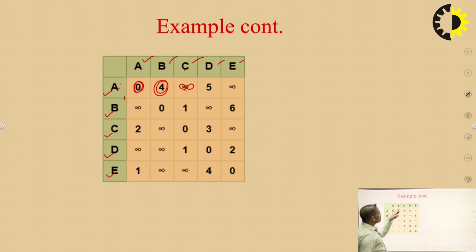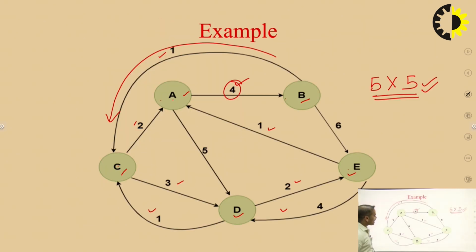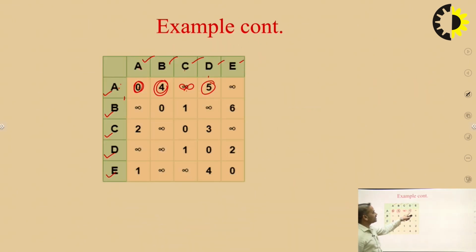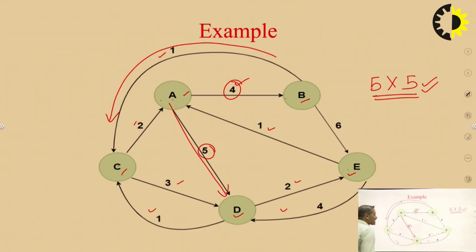Now, the distance of A to D is 5, because in the given graph, the distance of A to D is 5, so in the matrix we enter 5 here. Now, the distance of A to E is infinity. Same condition: there is no directed edge from A to E, so we mark infinity. Now, the distance of B to A is also marked infinity.